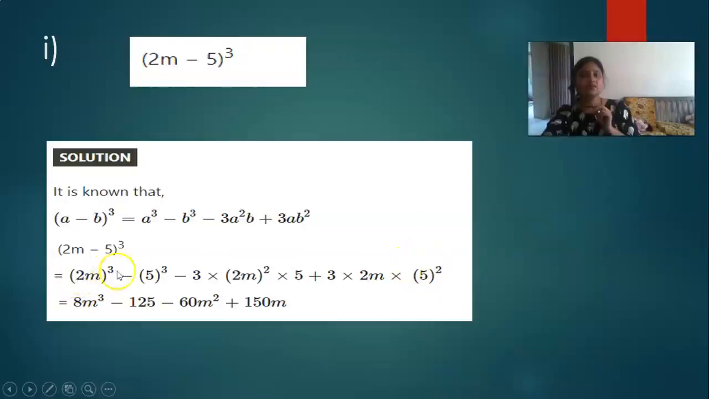Now what is the cube of 2? Cube of 2 means 2 multiplied by 2 multiplied by 2. 2 2s are 4, 4 2s are 8. So it is 8. The power of m is cube, as it is m cube, minus, what is the cube of 5? Cube of 5 is 5 multiplied by 5 multiplied by 5. 5 5s are 25, multiplied by 5 is 125. Here it is 125. This minus sign as it is.